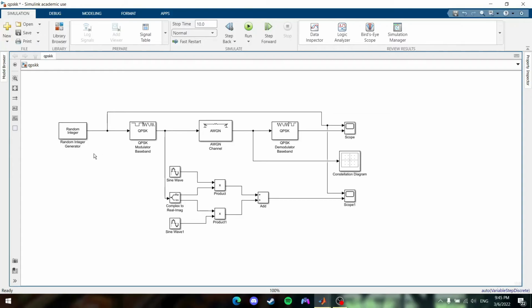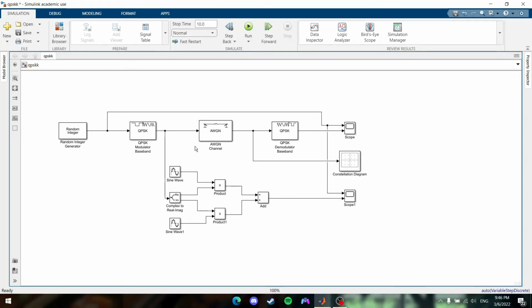We're moving on to the next simulation. This is the design block for quadrature phase shift keying, or well known as QPSK modulation and demodulation. The blocks used are completely different from before, the FSK modulation and demodulation. You will have random integer generator for the input source, QPSK modulator and demodulator baseband, the AWGN channel, complex to real imaginary, sine waves, products, add, constellation diagram, and scopes.